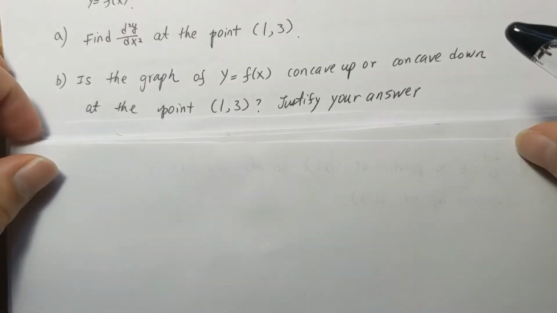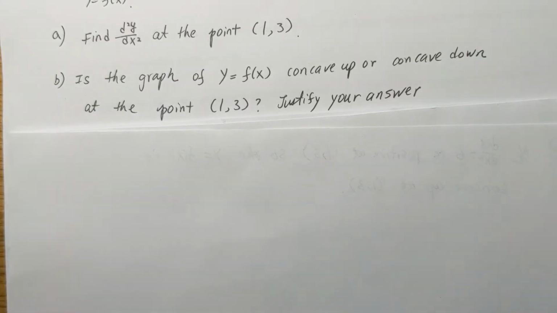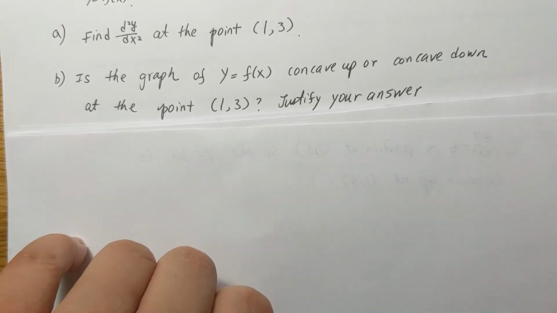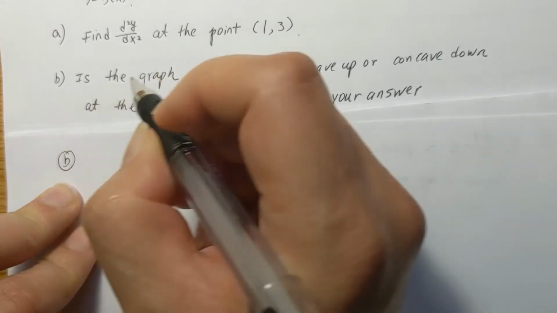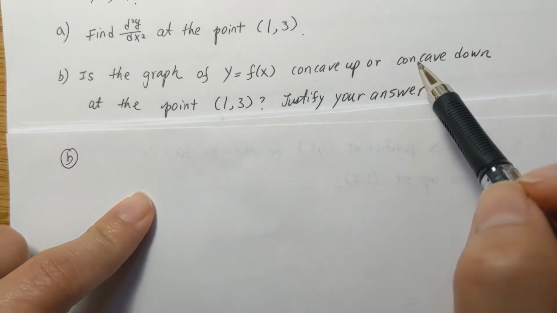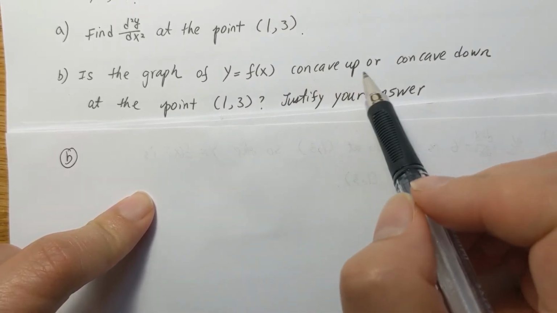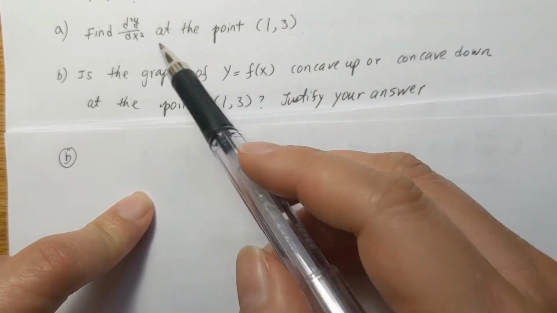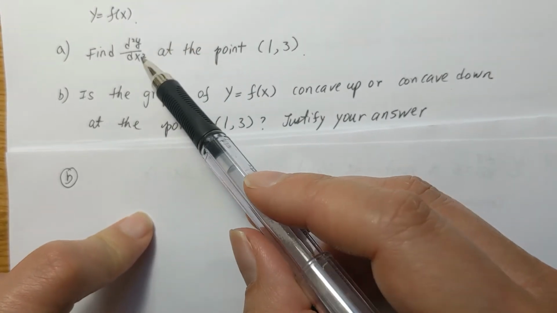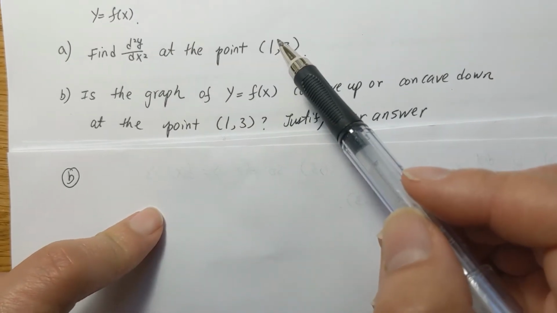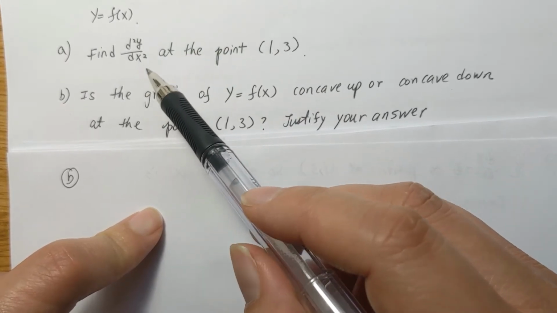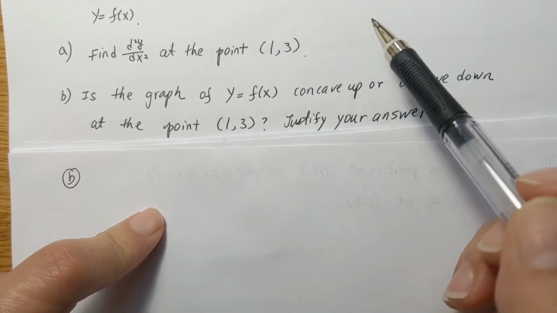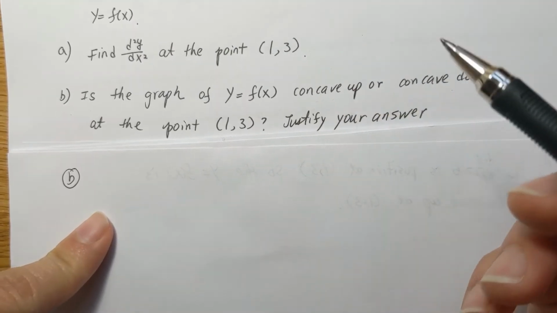Now let's take a look at part B. Part B asks: is the graph of y equals f of x concave up or concave down at the point (1, 3)? Specify your answer. So definitely part B is related to part A. Let's refresh our memory. For a function to be concave up or concave down at a point, we have to look at the second derivative. If the second derivative is positive at that location, then the function is concave up at that location. If the second derivative is negative at that location, then the function will be concave down at the location.